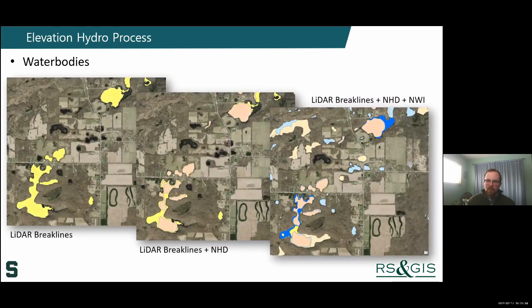And here's kind of an example of the culmination of all those different layers. At the left, we have what we get from the LiDAR break lines. And then the second image, we've overlaid what's currently in NHD. You can see the LiDAR break lines are a little bit more accurate spatially. And then finally, we've layered on top NWI. So that brings in the majority of the rest of the water bodies in this example, but you can still see a few things are missing. So we'll pick those up with either some AI models or manually.